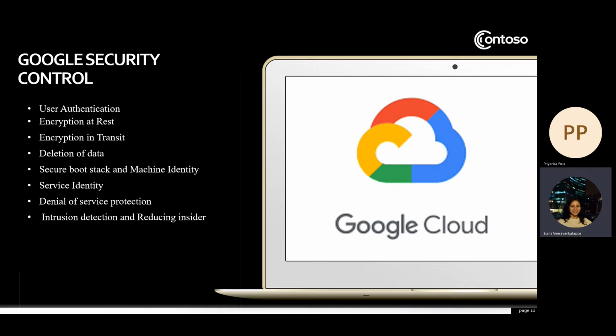Moving on to Google security control, they use user authentication. I think encryption at rest and encryption in transit are very popular, so I think Google also uses them. Deletion of data, nothing but it prevents the attacker from using the data that is being deleted. For example, if a company does a backup and it deletes any unwanted data, sometimes users try to attack the data that is already deleted. So the company should ensure that even the deleted data is safe and secure.